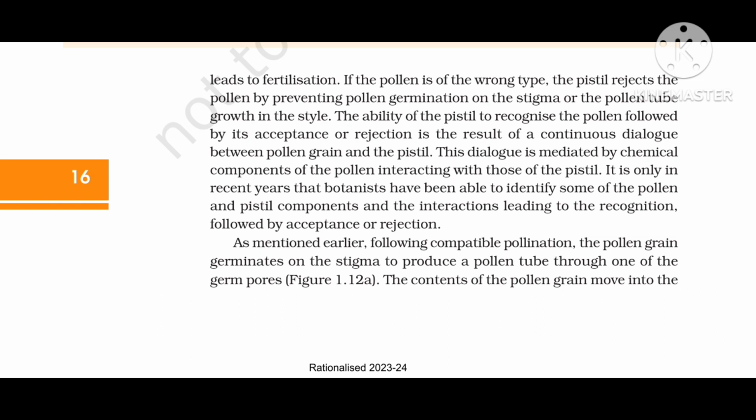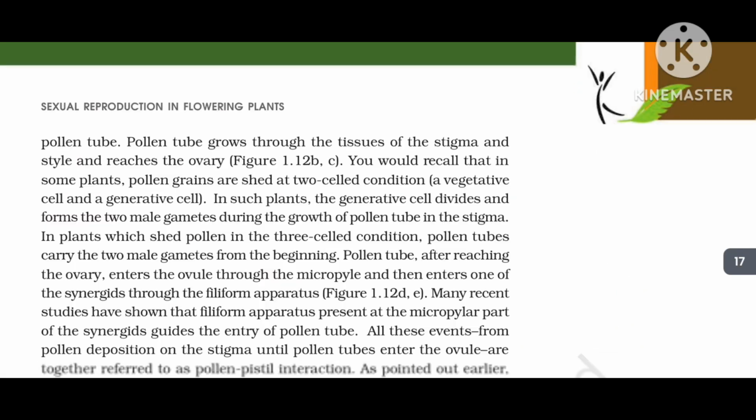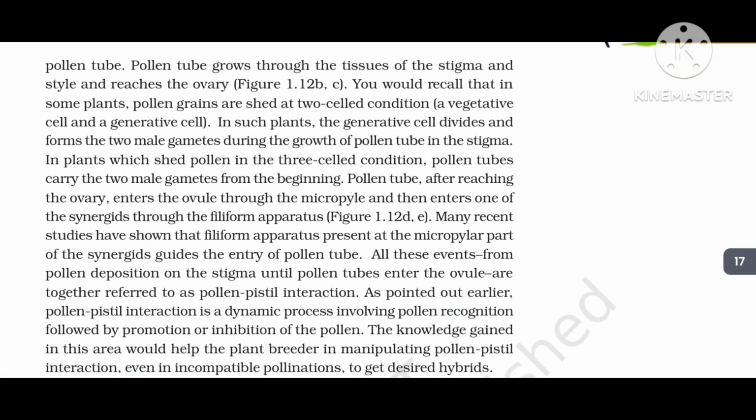In plants which shed pollen in the three-celled condition, pollen tubes carry the two male gametes from the beginning. The pollen tube, after reaching the ovary, enters the ovule through the micropyle and then enters one of the synergids through the filiform apparatus. Many recent studies have shown that the filiform apparatus present at the micropylar part of the synergids guides the entry of the pollen tube. All these events from pollen deposition on the stigma until pollen tubes enter the ovule are together referred to as pollen-pistil interaction.